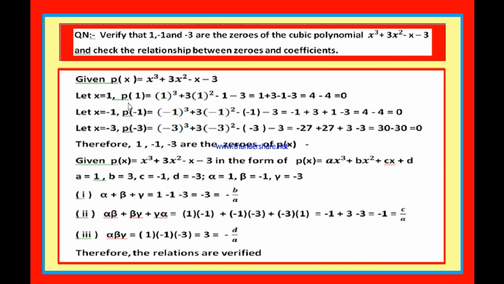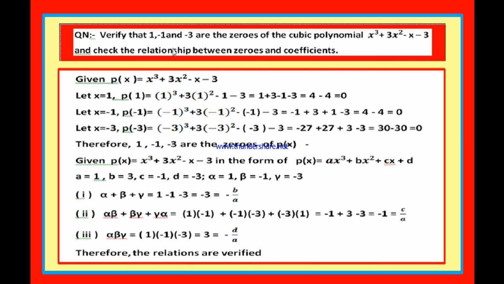Now substitute x is equal to the second value, minus 1. If x is equal to minus 1, then p of minus 1 is equal to x cube plus 3 into x square, 3 into minus 1 whole square, minus x, minus of minus 1, and minus 3. This is equal to minus 1 whole cube is minus 1, minus 1 whole square is plus 1 into 3 is plus 3, minus of minus 1 is plus 1, and minus 3. Now add positive values. 3 plus 1 is 4. Add negative values. Minus 1 minus 3 is minus 4. Again, if you add up, you will get 0.